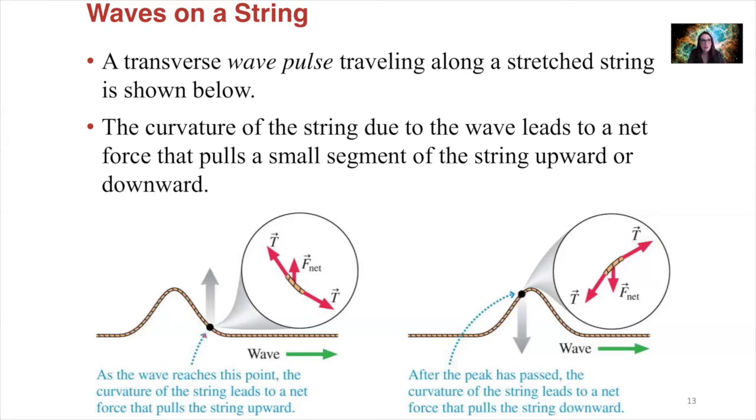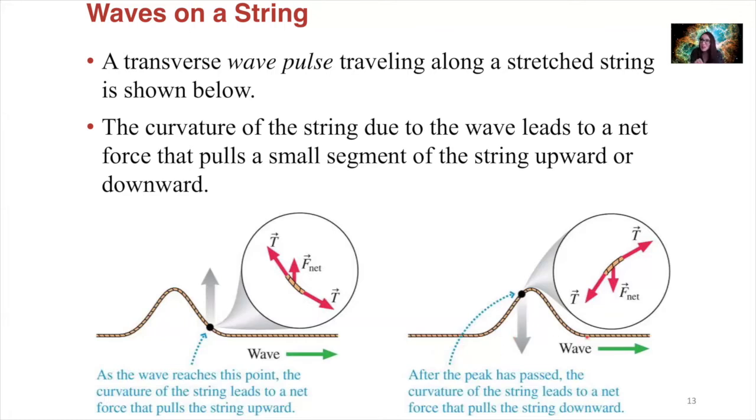So the curvature of the string due to the wave leads to a net force that pulls a small segment of the string either upward or downward. So right here at this point, we're zooming in, we've got a net force that's pulling upward on this string. And then that's going to cause that point to move up in amplitude, okay? But then the wave itself is going to move forward.